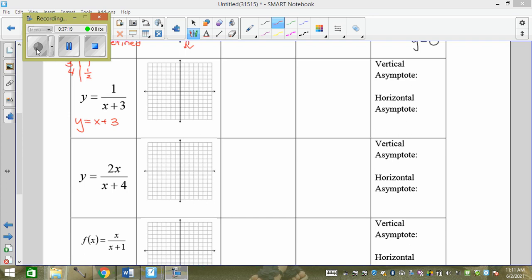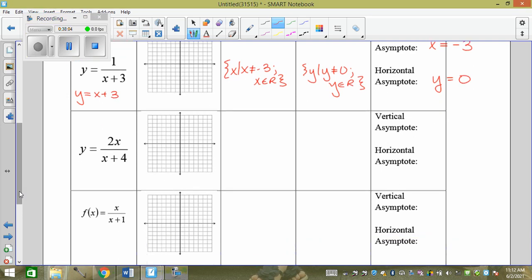This one, vertical asymptote, you should have gotten x equals -3, because that is the non-permissible value. Anyways, the horizontal asymptote is y equals 0 because my numerator is a number, my denominator is a variable, therefore the numerator is smaller in degree than the denominator. So it's y equals 0. My domain is x such that x cannot equal -3, x is a real number. And my range is y such that y cannot equal 0, y is a real number.